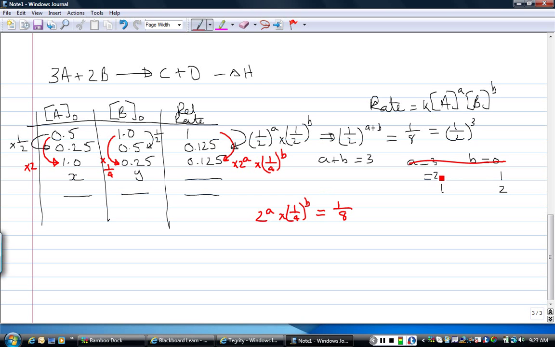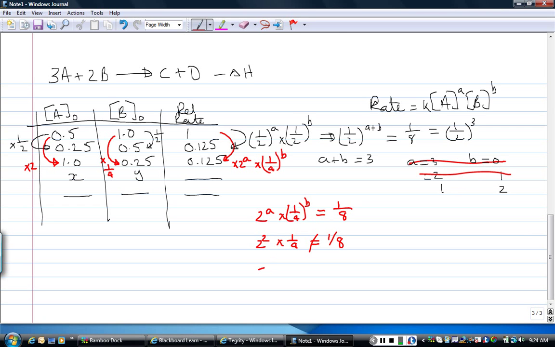What if A were 2 and B was 1? That would mean 2 squared times a quarter, because if B is 1, then a quarter to the 1 is a quarter. So that would say 2 squared times a quarter would be equal to 1/8. Is that true? Well, 2 squared is 4, and 4 times a quarter is equal to 1, so that's not true, which means this line is not correct. Now, by default, the third line is correct, but let's verify it.